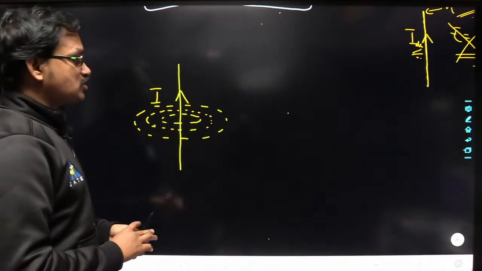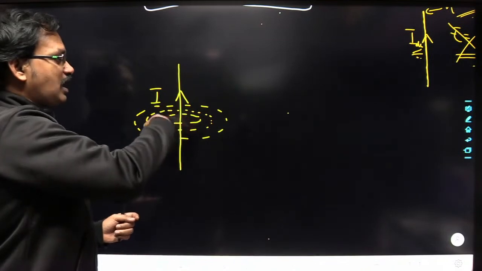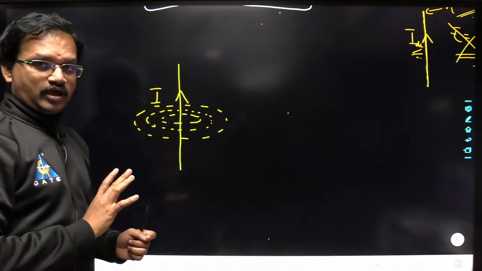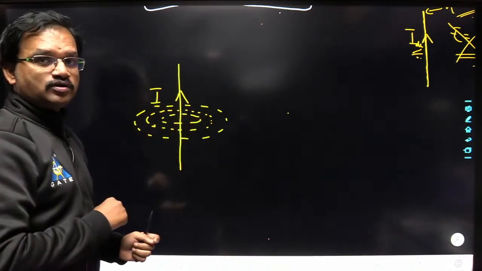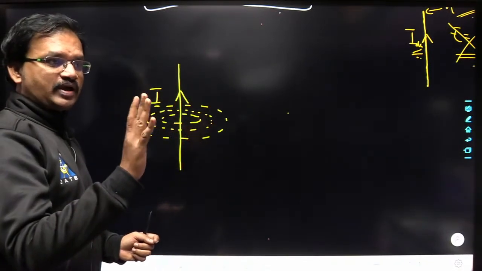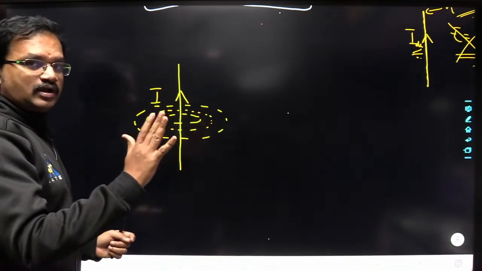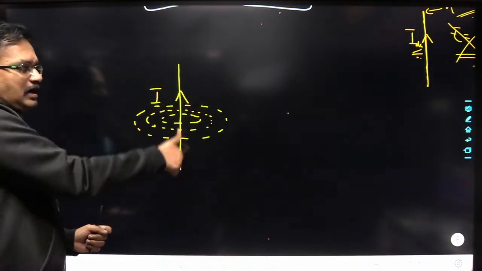So whenever you have a current carrying wire, it is going to set up a B field, and that B field is going to circulate around this current carrying wire. In which direction is it going to circulate? That is given by the right hand rule. So what you have to do is always take your right hand and point the thumb along the current direction.